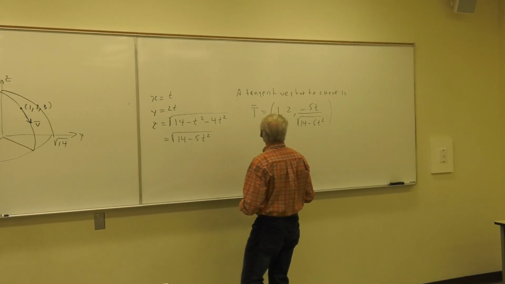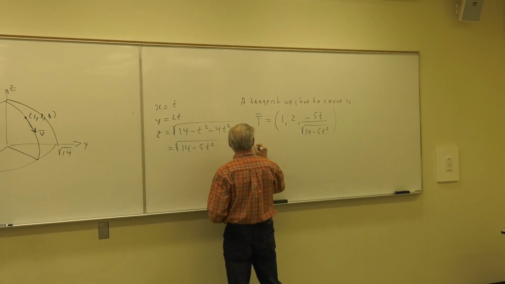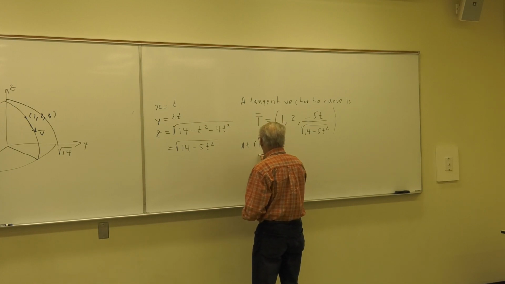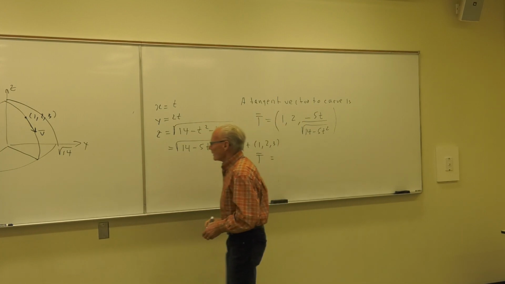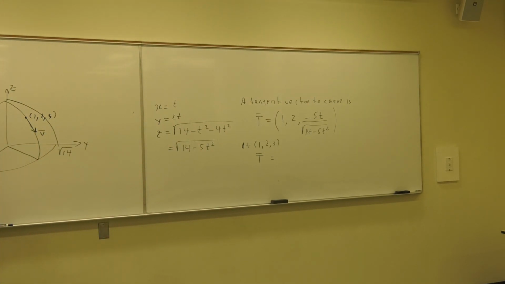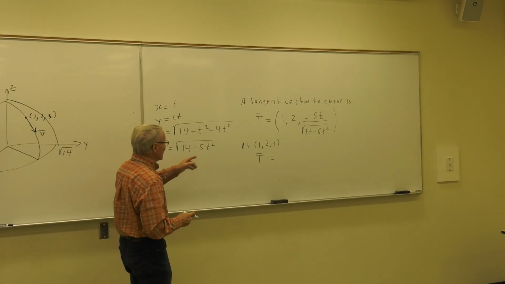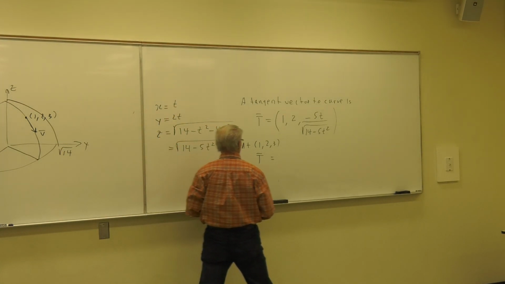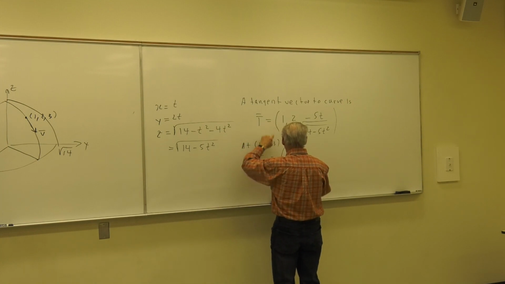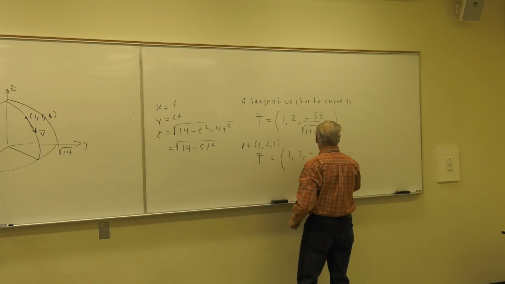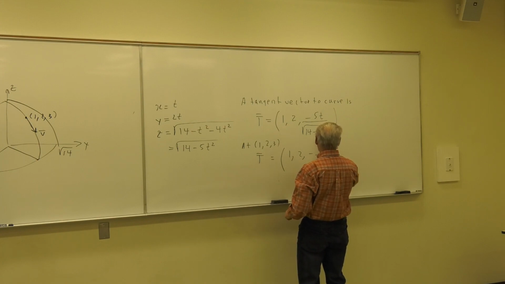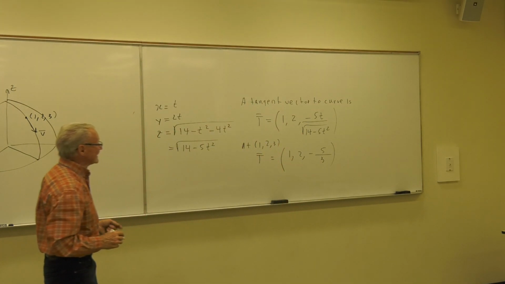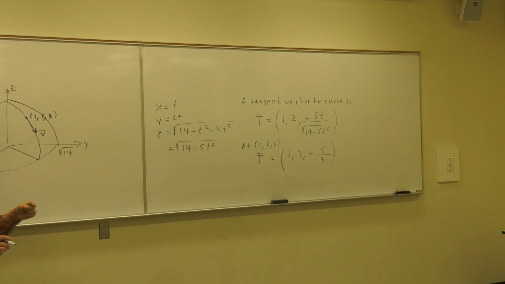Right? Well, okay, so at the point, what's the point? 1, 2, and 3. What is t at that point? I want to go to the point 1, 2, 3, so we need the value of t that gives 1, 2, 3. Well, if x is 1, then clearly t is equal to 1. And so we're going to take this thing and put in 1: 1, 2, minus 5 over the square root of 9, which is 3. So there then is a tangent vector to this curve at that point.